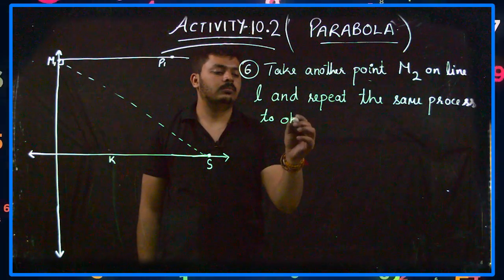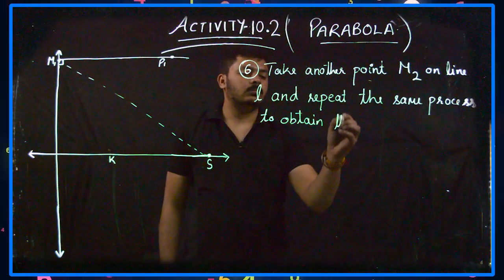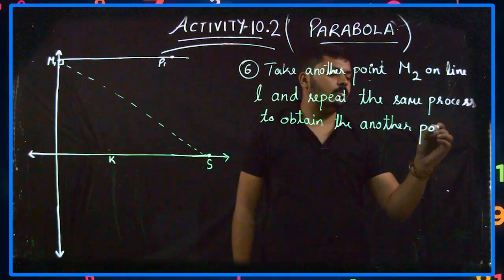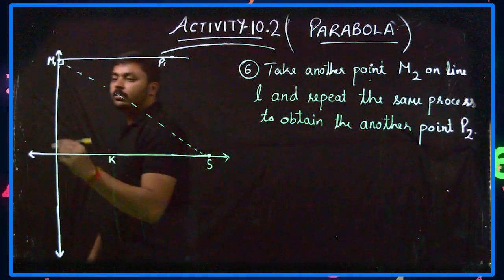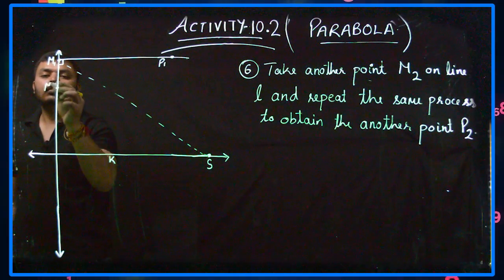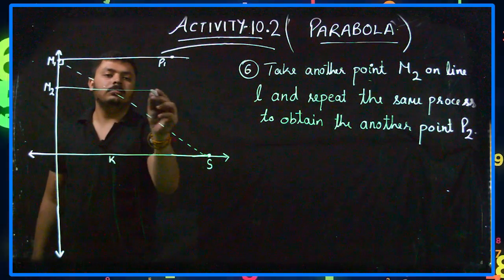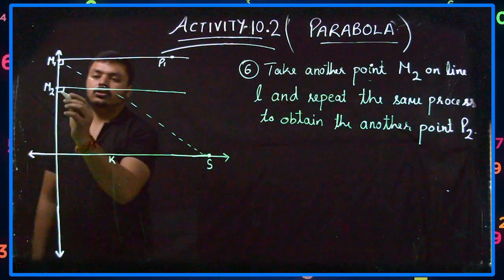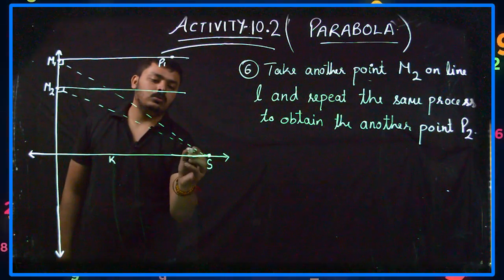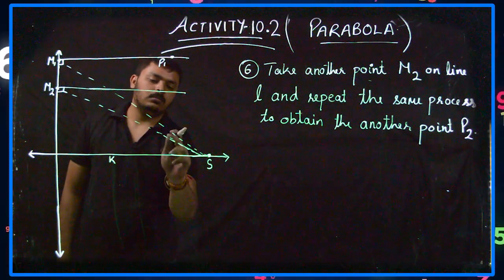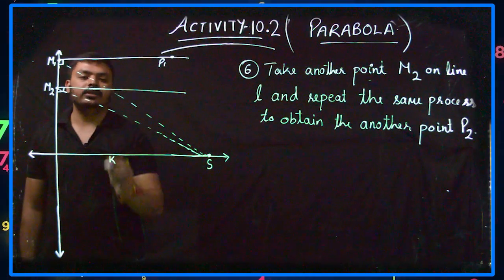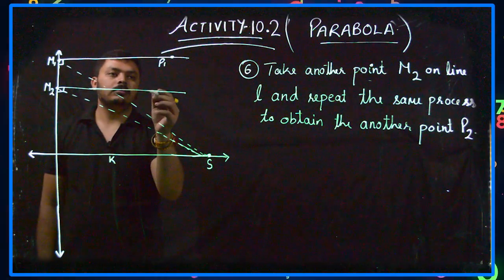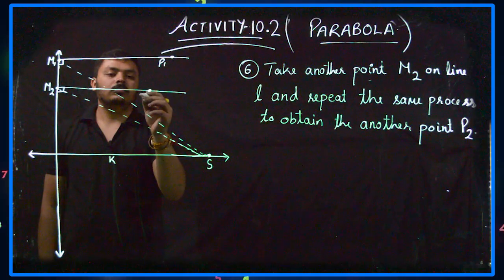To obtain another point P2. That is, now let's take another point M2, draw a perpendicular line to line L and join M2 to S, and draw a perpendicular bisector of M2S which cuts the perpendicular through M2 at point P2.